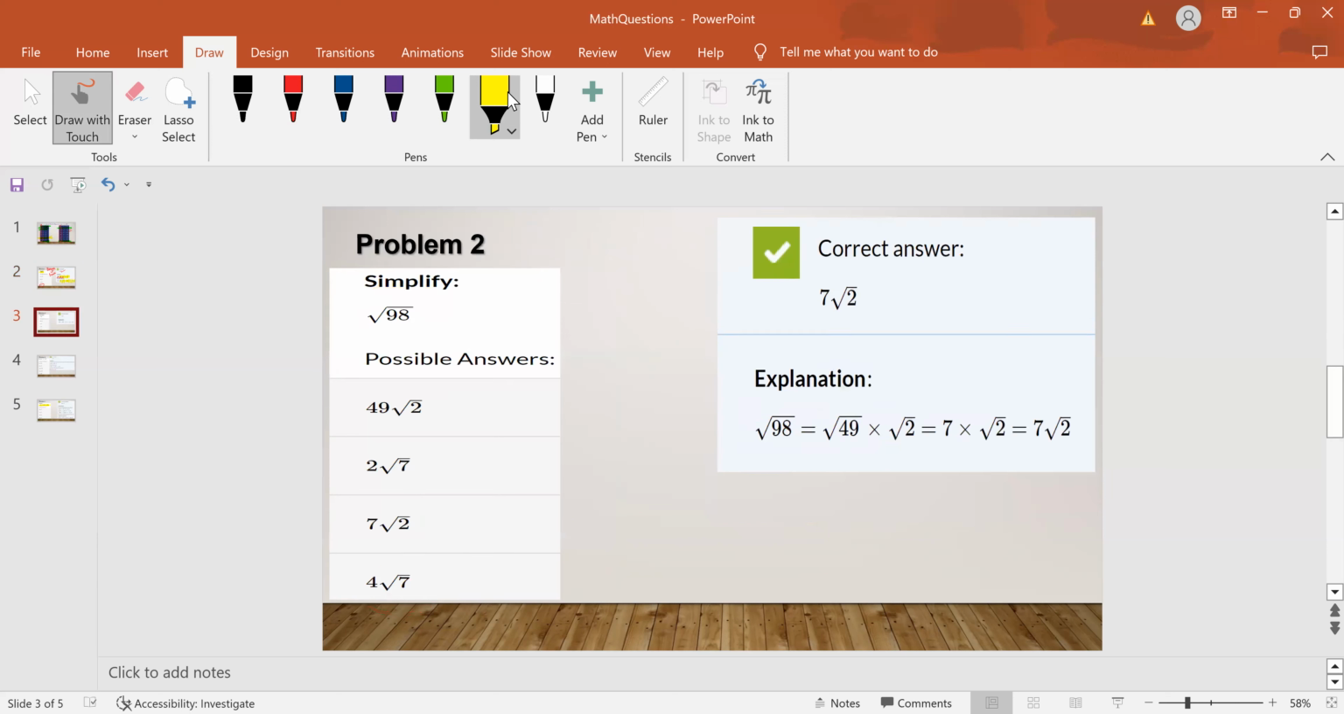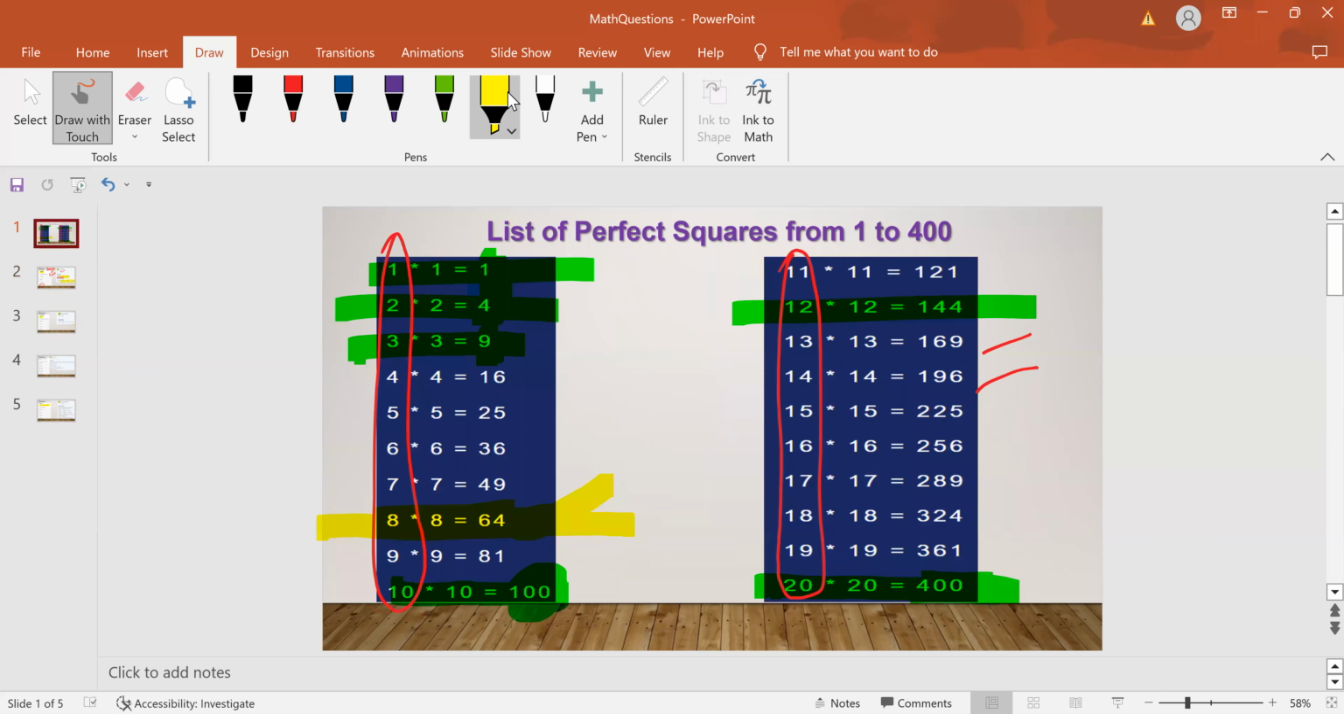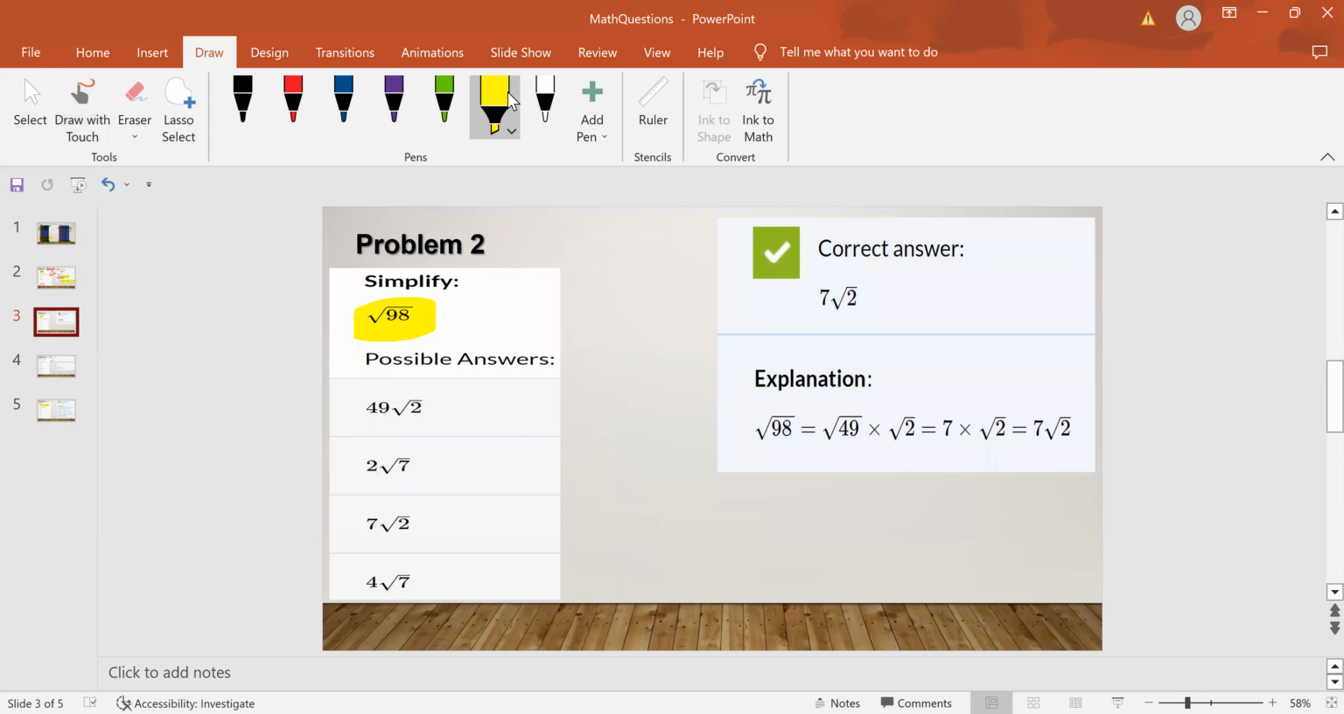Okay, problem 2. This time we want to simplify square root of 98. Okay, the first thing to check is, is 98 a perfect square? No. We have 81. After 81 is 100. 98 is between 81 and 100, and the 98 is not a perfect square. So we need to again break it down.